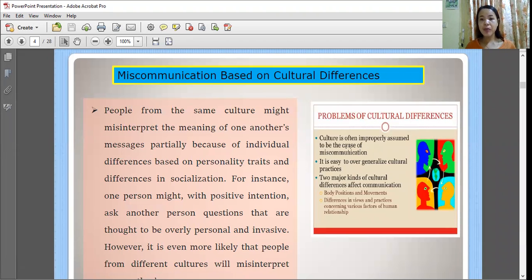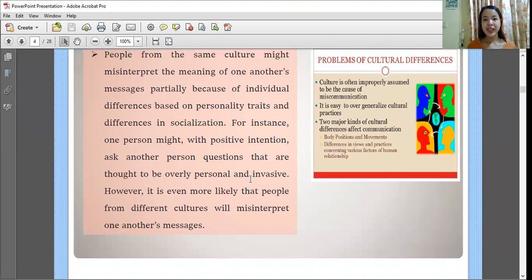And here is the problem of cultural differences. Culture is often improperly assumed to be the cause of miscommunication. It is easy to overgeneralize cultural practice. Two more measures of cultural differences that affect communication are body position and movements, and differences in views and practices concerning various factors of human relationships.